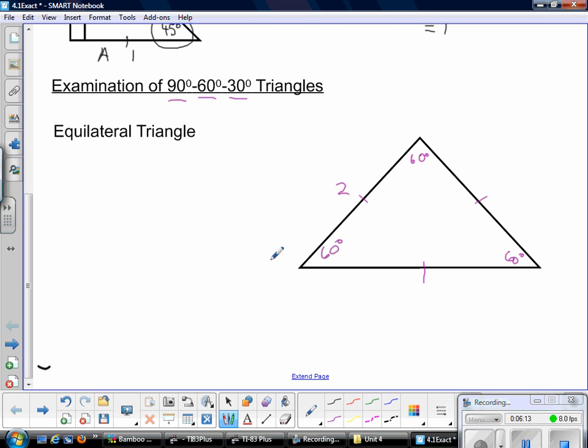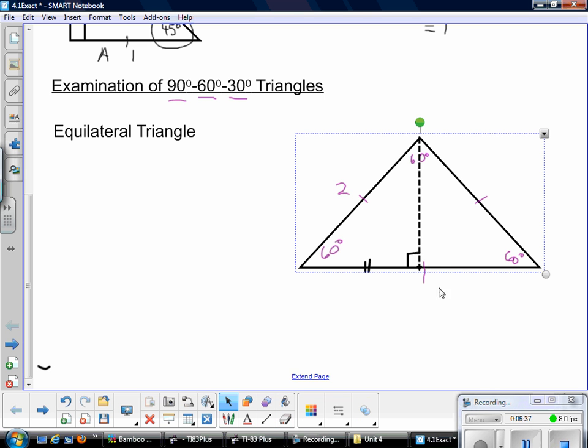Now, so far I don't have a right angle triangle, so what I'm going to do is drop a perpendicular bisector down. Perpendicular means it's creating a 90-degree angle, but bisector means that it actually has cut it in half.